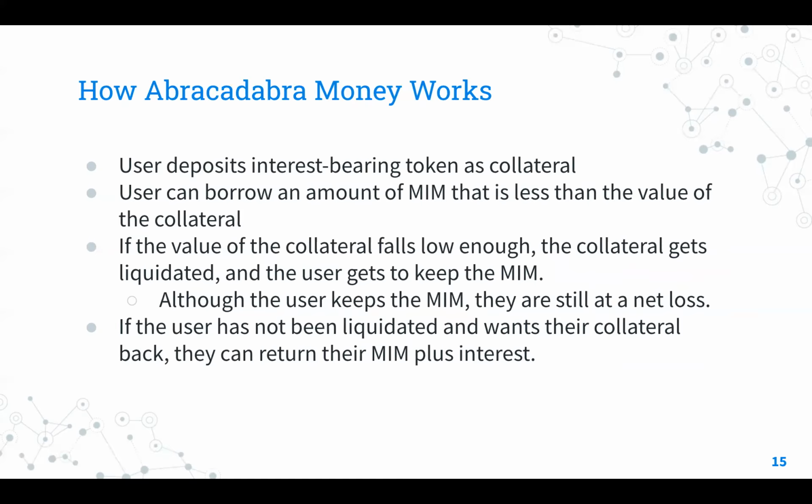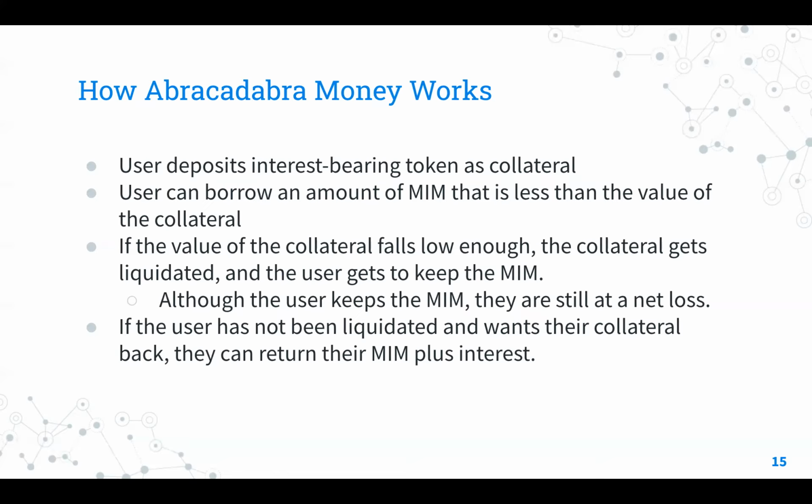If you deposit some money into Yearn, you're generating interest from yield farming, basically. So they allow a lot of yield farming tokens as collateral. The user can borrow an amount of MIM that is less than the value of the collateral. I think the max is like 90%. And if the value of the collateral falls low enough, just like in the Maker protocol, the collateral gets liquidated and the user gets to keep the stablecoins.